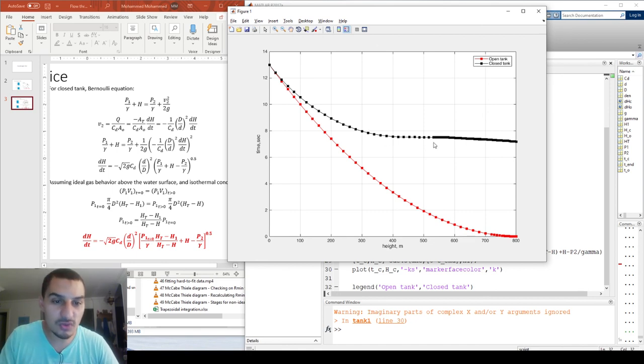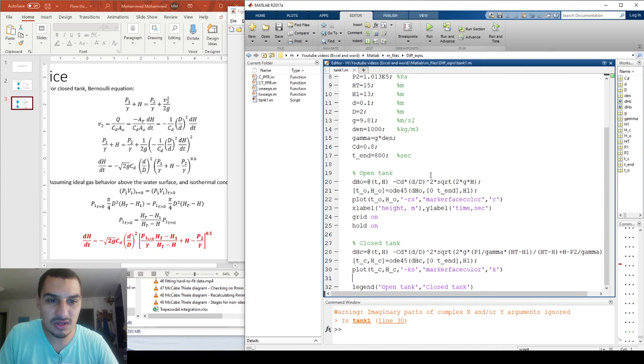It will reach a point when it will reach the height. So now the pressure on this side equals the pressure on this side, so the tank cannot put any more or drain any more fluid. Let's try. So now the final height is almost 7.5, something like that.